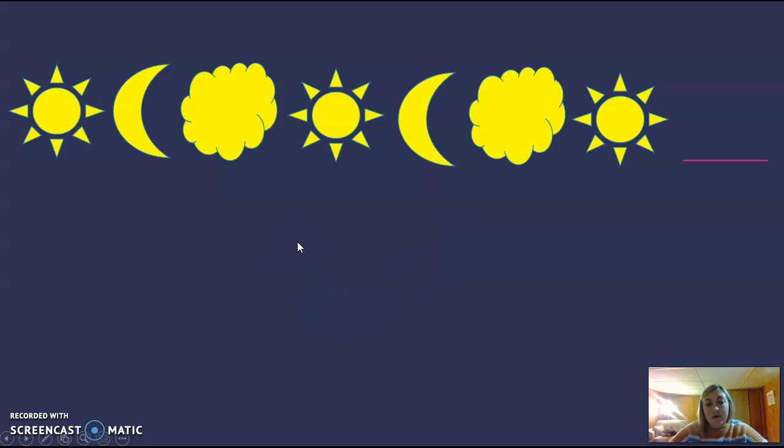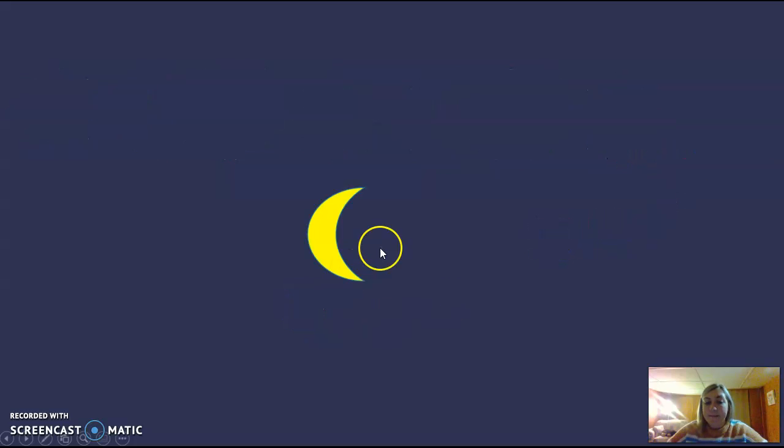Okay, here we have a little bit more complicated pattern. We have sun, moon, cloud, sun, moon, cloud, sun. What would be our next shape in that pattern? Remember, go back to the beginning, figure out which shape is in which number place. 1, 2, and 3. 1, 2, and 3. 1, and what should come next? Our moon.